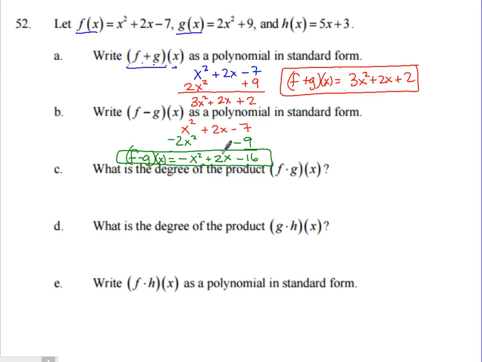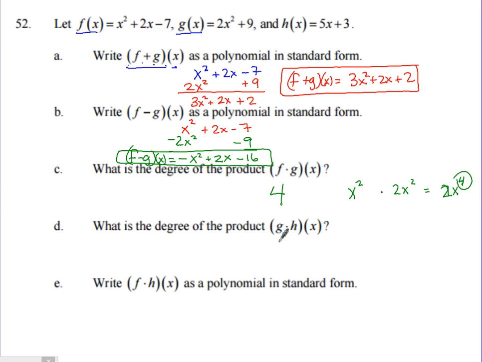All right, what is the degree of the product? If I multiplied f times g, so if I have something that's x squared and I multiply it times 2x squared, my leading coefficient is going to be 2. My leading term is going to be 2x to the fourth. My degree is going to be 4.